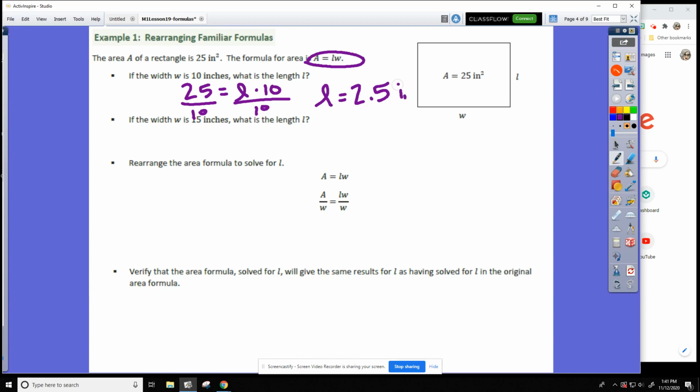No, not square inches. Area is square inches. Your length is just inches. If width is 15, what's the length? So again, I'm going to do 25 divided by 15.